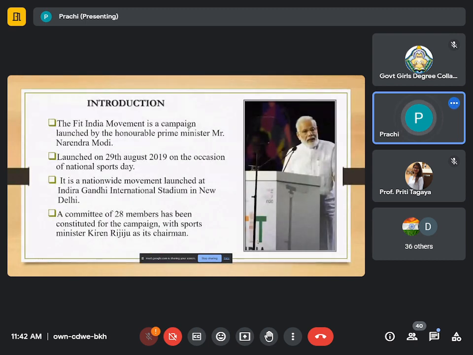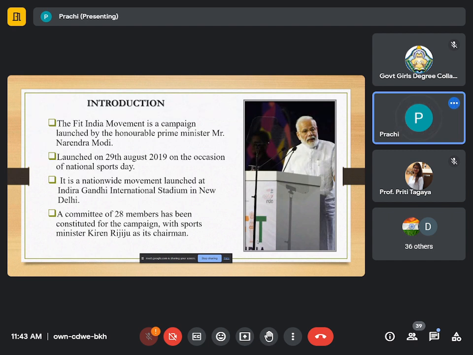Fit India movement is a campaign launched by our Honorable Prime Minister on the occasion of the birth anniversary of legendary player Major Dhyan Chand. The day is also celebrated as National Sports Day. On 29th of August 2019, the movement was launched at Indira Gandhi International Stadium, which is located in New Delhi.